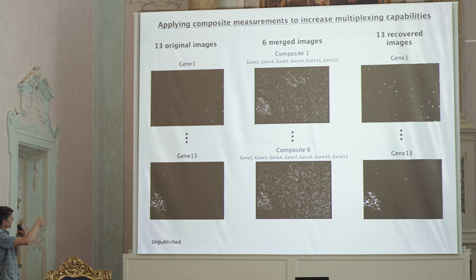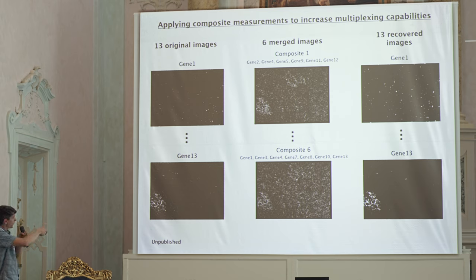So what we did was, our collaborators in this case have painstakingly generated images for 13 different protein targets. So this is hard to do. They go through multiple rounds of imaging, and most labs generally aren't set up to do this, and even for this lab, it's quite difficult to do.